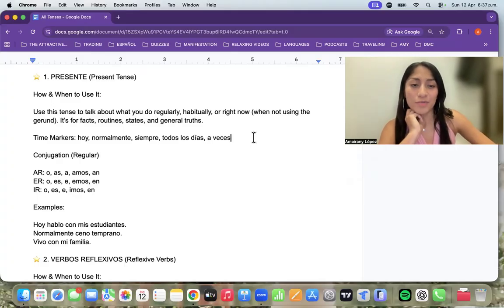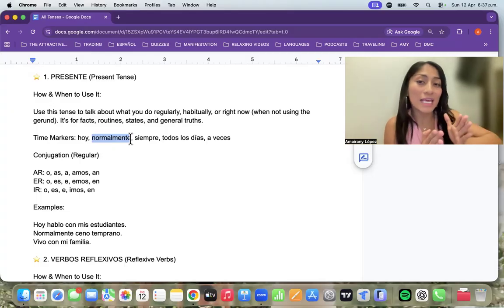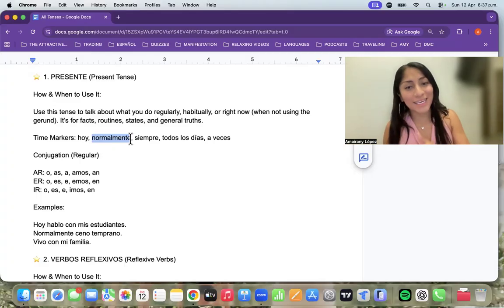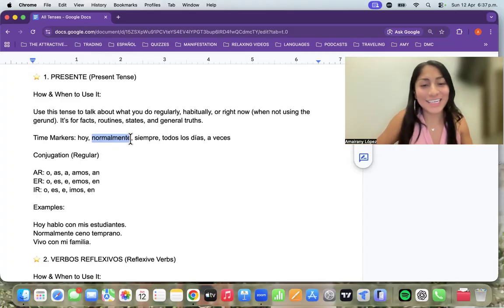Another adverb of frequency that you can see right here, for example, is normally, normalmente. And a cool trick about all of these words is that mente equals ly in English. So normally, normalmente. Habitually, habitualmente. Generally, generalmente. Okay, so it's a really cool trick I like to show all my students.